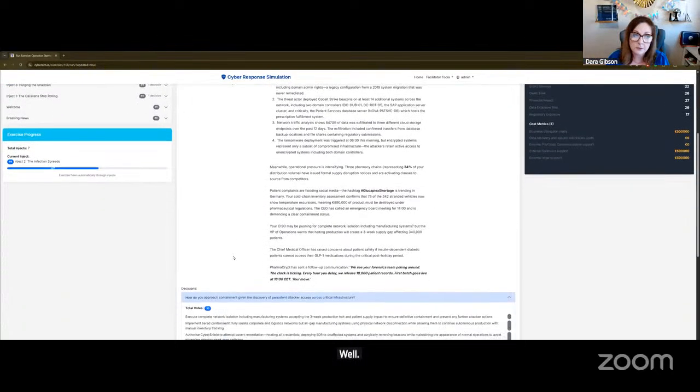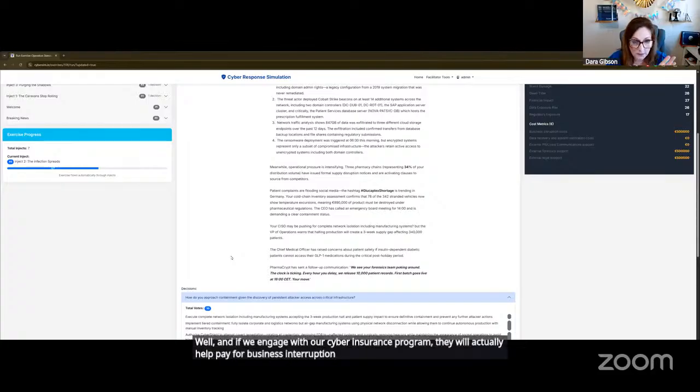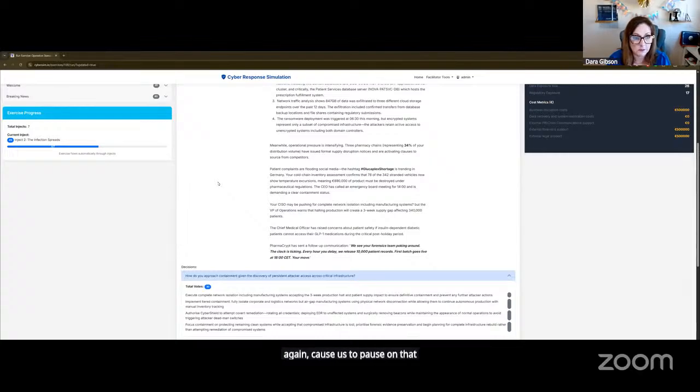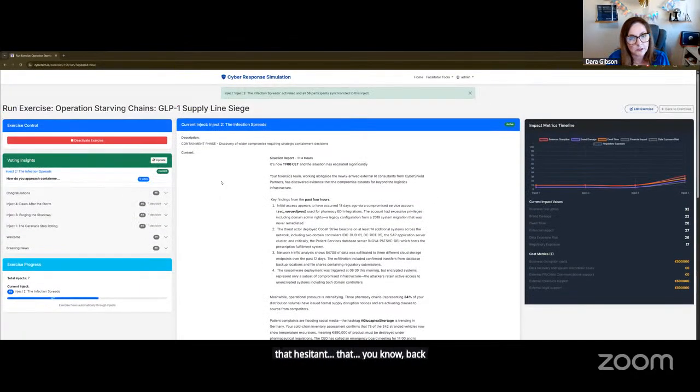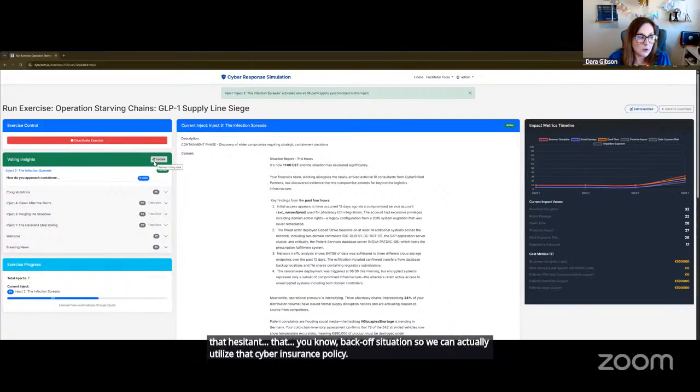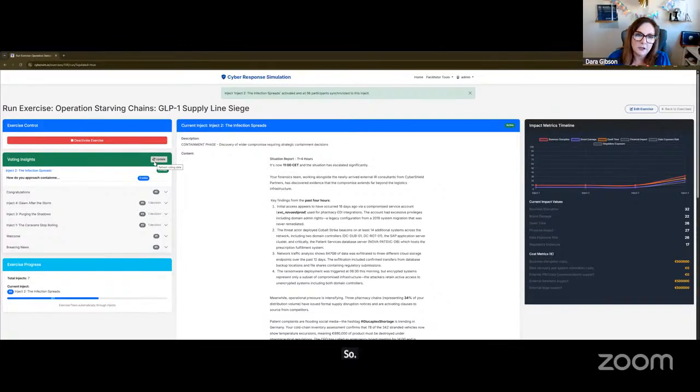Well, and that, if we engage with our cyber insurance program, they will actually help pay for business interruption, which will, again, cause us to pause on that layoff situation and give our board of directors, who has been hesitant, a back-off situation, so we can actually utilize that cyber insurance policy. So, Patty Claus, can we ask you to go to our insurance company and do it under privilege?